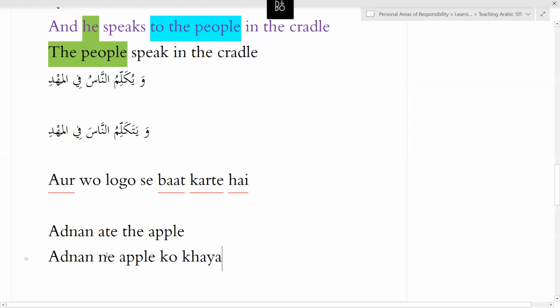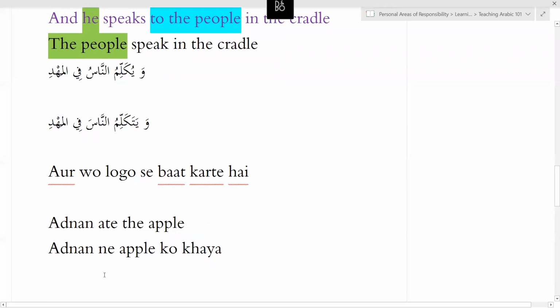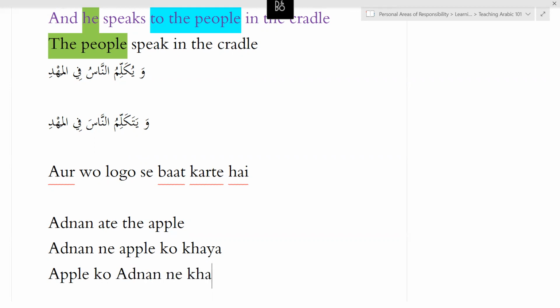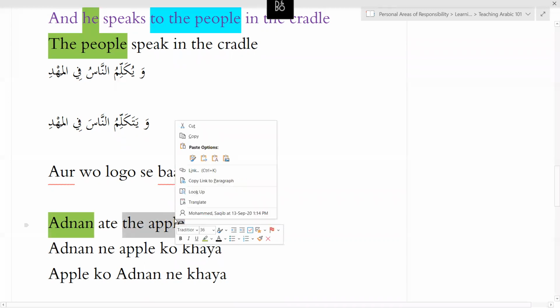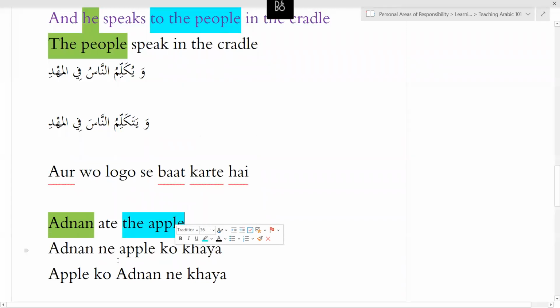Now the ne. Now I can also move this sentence around. Urdu is one language that helps you move things around. So if I say apple ko Adnan ne khaya, will it be the same? Why? What's different, Adnan? You don't like apples? No, it's saying apple को अदनान ने खाया.